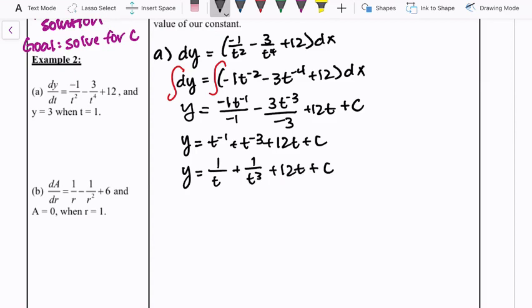Okay, here we go. So this is our general solution of the differential equation. Okay, but we're given some sort of information. We're going to find c when we know that y is equal to 3.